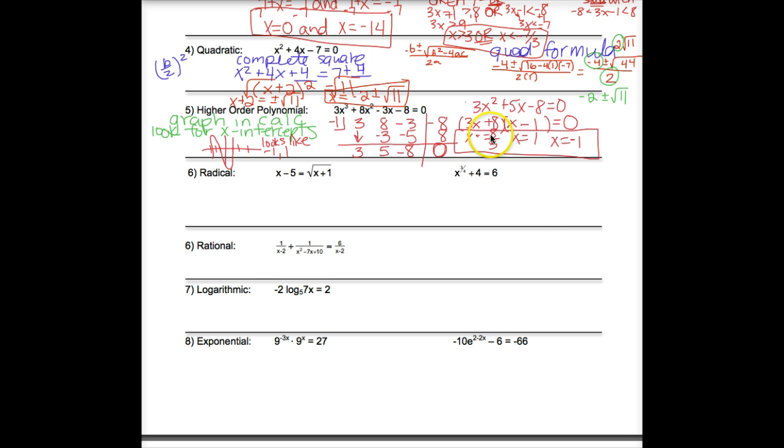Remember, number of zeros, unless you have a double root, should match the highest degree. 3 zeros, 3 solutions, degree 3.